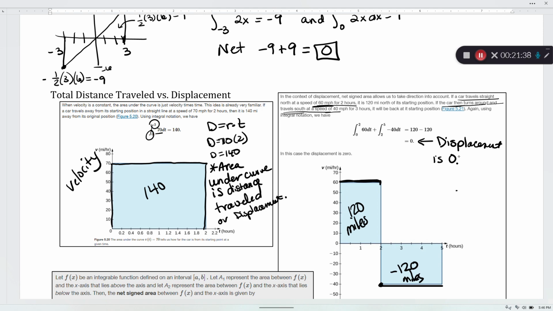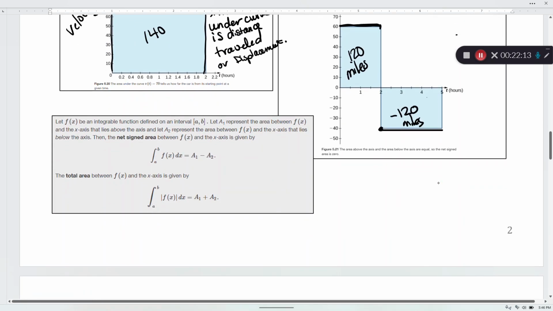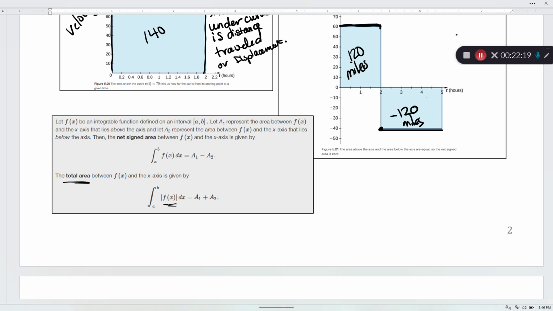Total miles traveled, we would have to break it up into the two pieces. Okay? Total miles traveled, we would have to do an absolute value of the velocity equation. Then it would pop this up into positive territory and you would have total miles traveled. When you are going and then going back, you're doing displacement. All right. And that's what this box says right here. If you wanted total area, you'd have to break it up and do the absolute value. Okay.